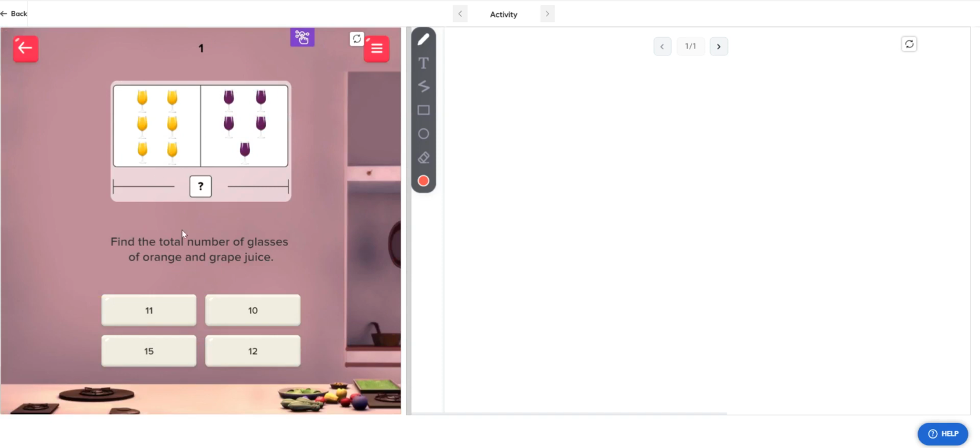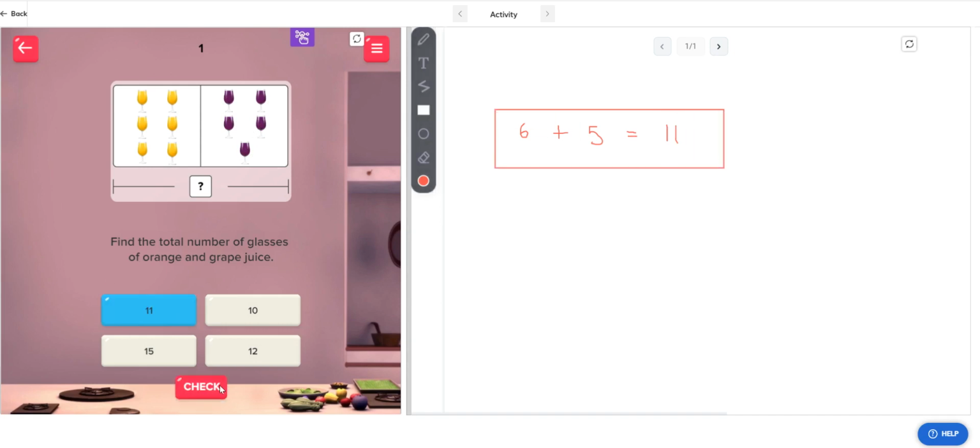Question number 1 says, find the total number of glasses of orange and grape juice. How many orange juice glasses do I have? 1, 2, 3, 4, 5, 6 glasses, correct? Plus how many grape juice glasses? 1, 2, 3, 4 and 5. So what if I have to find the total? That means basically I have to add the two numbers, right? So 6, 7, 8, 9, 10 and 11. So 6 plus 5 gives me how much? A total of 11. That means total 11 glasses of orange and grape juices are there.